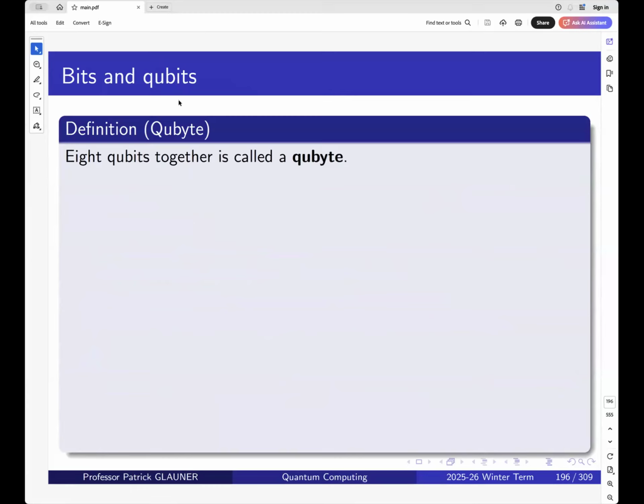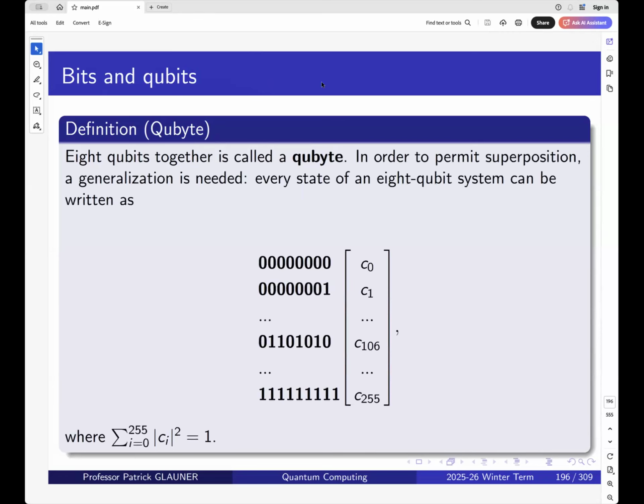A byte, we just have 8 bits combined to have a byte. And like this, like we have a byte composed of 8 bits, we could have a so-called qbyte represented by 8 qubits. But this will look a little bit different. So when we have a qbyte, something quite interesting will appear.